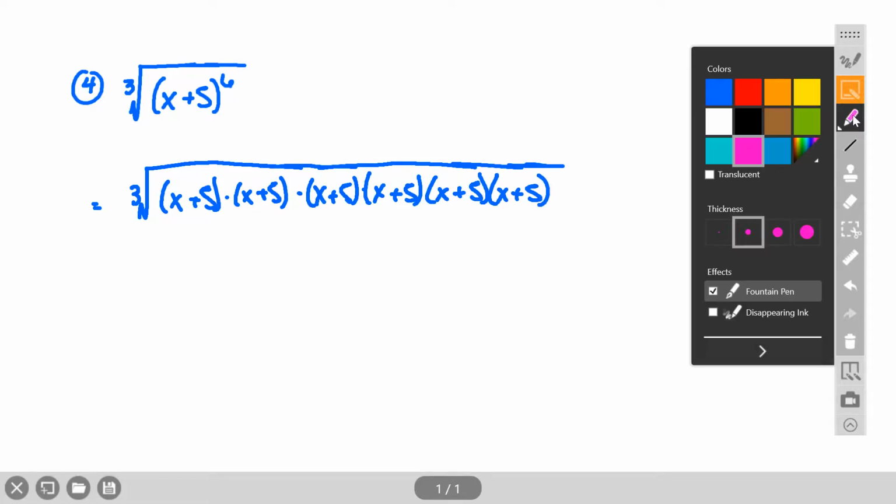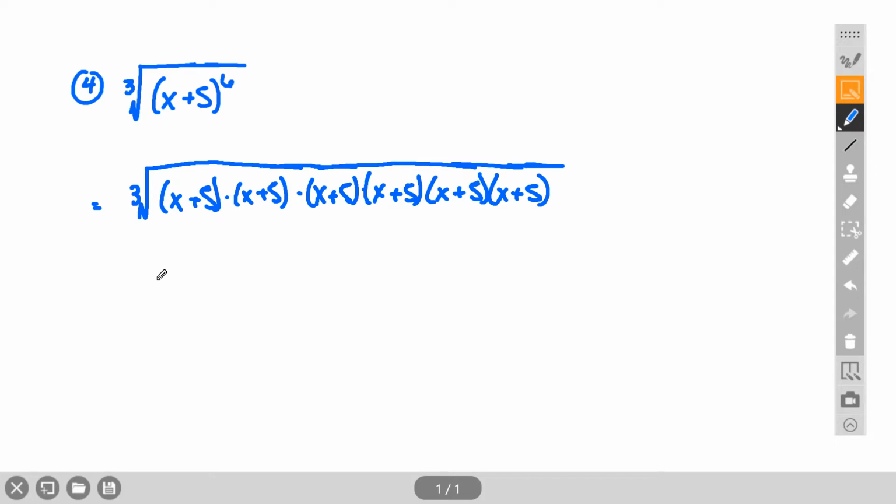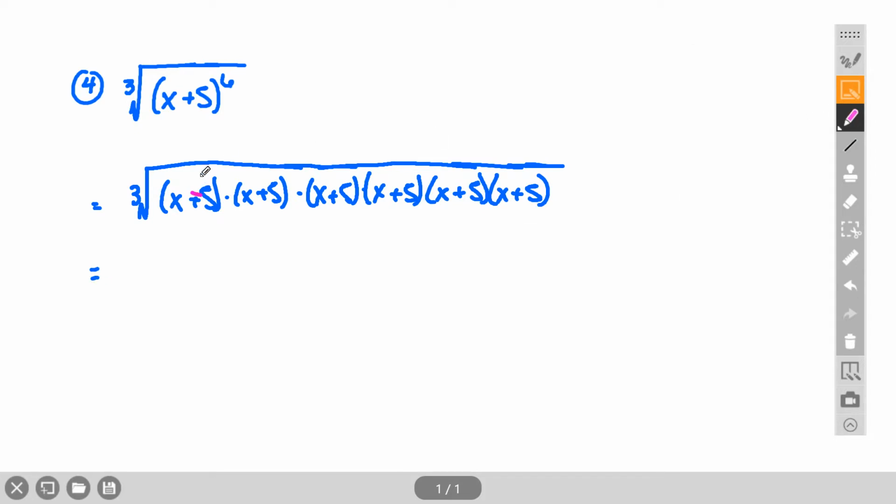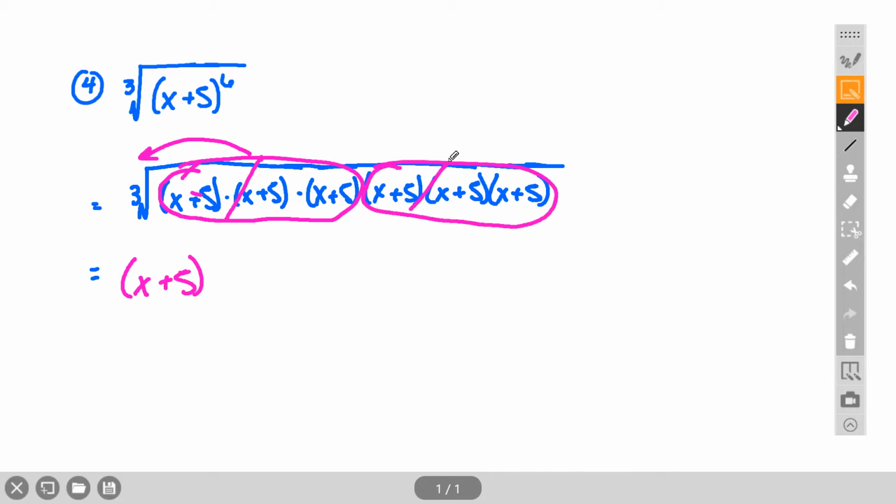Well, the index is 3. So I'm looking for groups of 3 of the same thing multiplied together. And we see that there's actually 3 of them right here. So that means I can bring out an x plus 5, because that's 3 x plus 5's multiplied together. And then there's another one I can bring out as well. I can bring out another x plus 5. And then there's nothing left under the radical. Okay, this radical is gone.